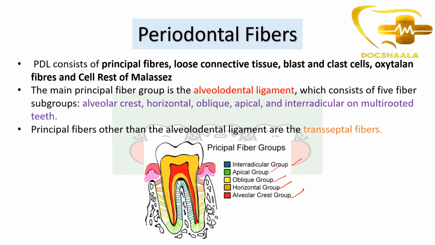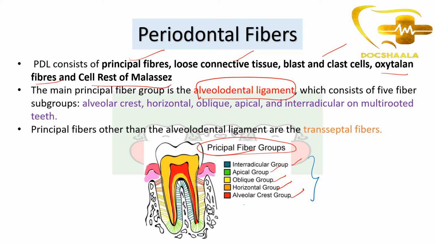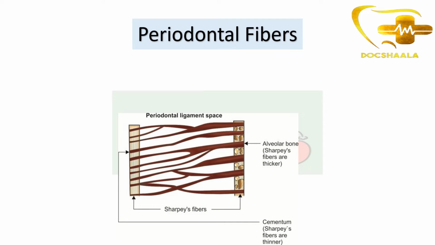So the PDL consists of principal fibers, loose connective tissue, blast and clast cells, that is osteoblast and osteoclast cells, occipital fibers, and cell rests of Malassez. The main principal group of fibers is the alveolo-dental ligament, which consists of 5 fiber subgroups as we have seen before on multi-rooted tooth. The principal fibers other than this alveolo-dental ligament are called transseptal fibers. Okay. So coming to the Sharpey's fibers.